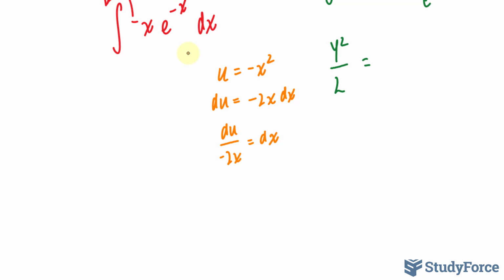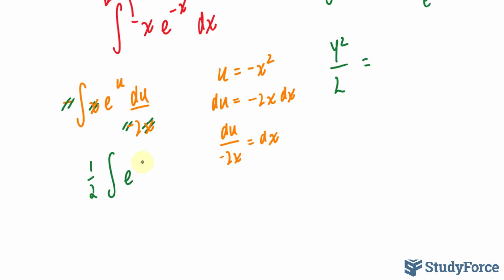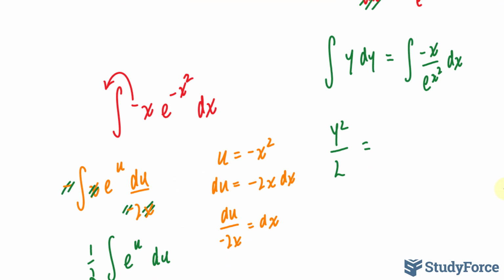I'll place this now into here, where I have negative times the integral of x e to the power of u du over negative 2x. This negative cancels out with this negative, this x cancels out with this x, and we're left with 1 over 2 times the integral of e to the power of u du. The integral of e to the power of u is e to the power of u, and that gives us the answer on the right side. We have 1 over 2 e to the power of u, which I'll replace back with negative x squared plus c. This represents the general solution for question 2.